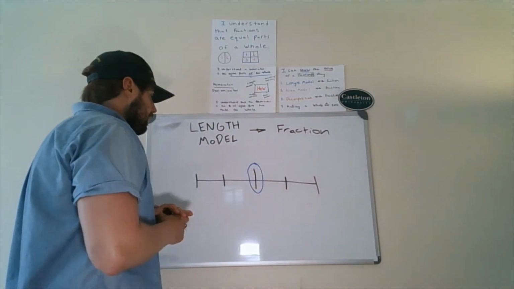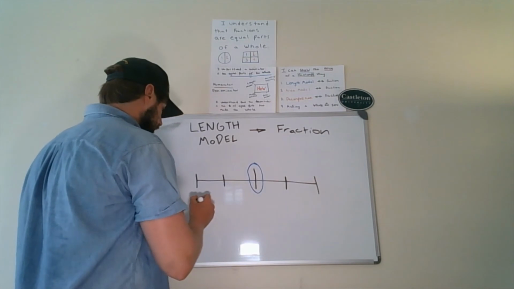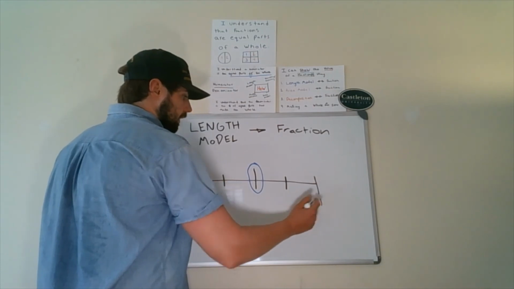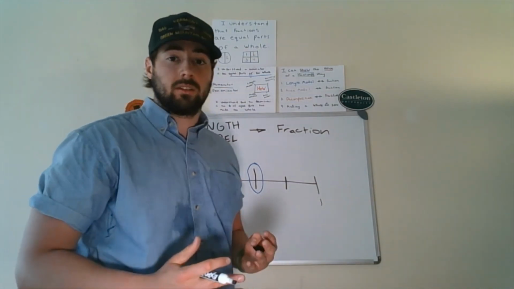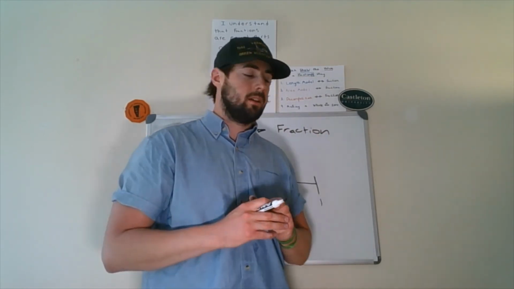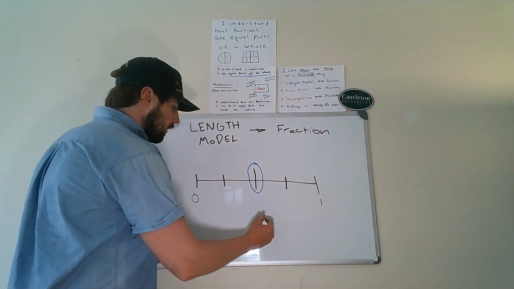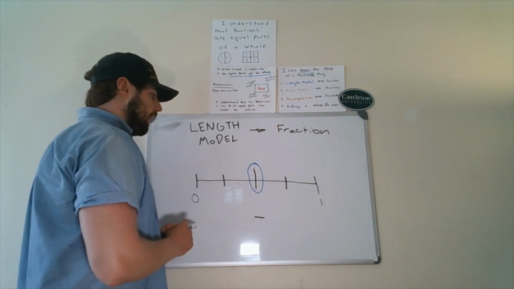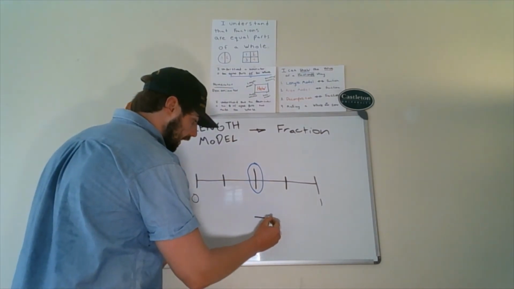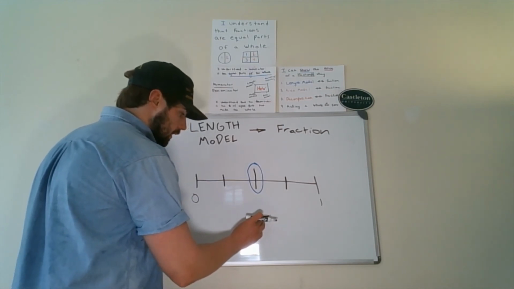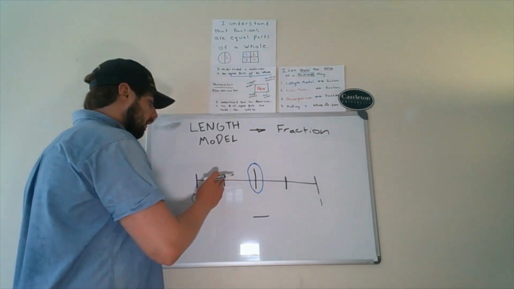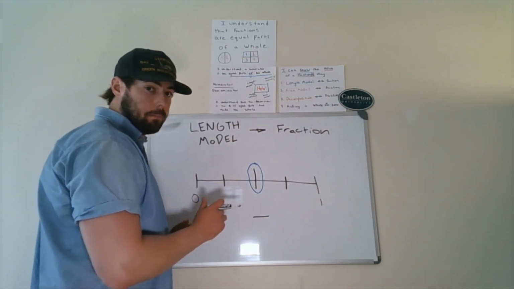So I know when I'm looking at a length model, the values are, I have a 0 that starts, and I have that 1. Fractions are equal parts that are less than a whole, that are less than 1. So what I really need to do is figure out what equal parts we're talking about that make that whole. I need to find that denominator, the parts that make the whole. So let's find out how many partitioned equal parts this is.